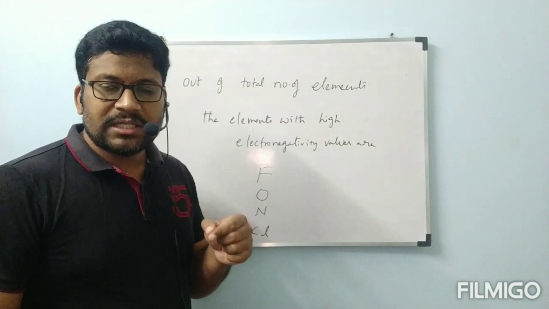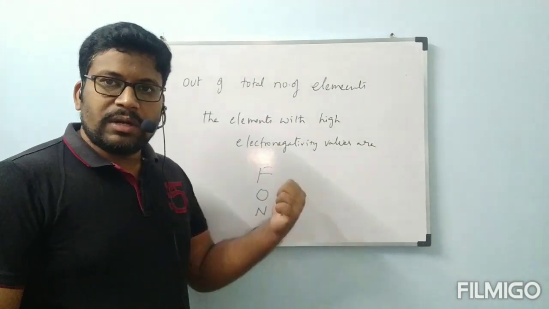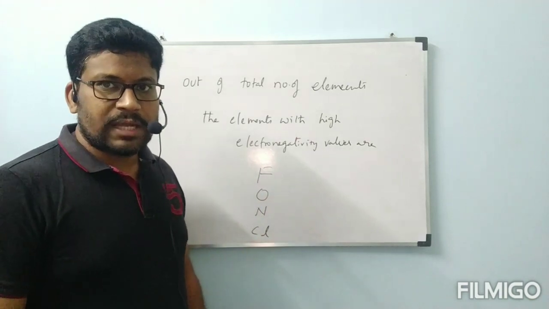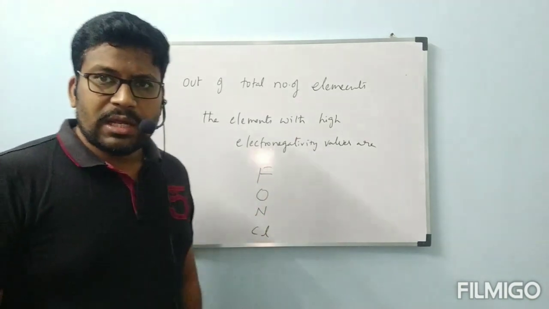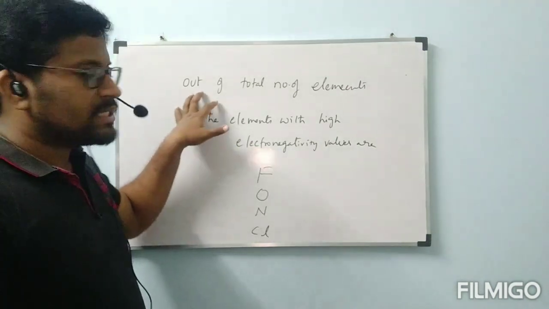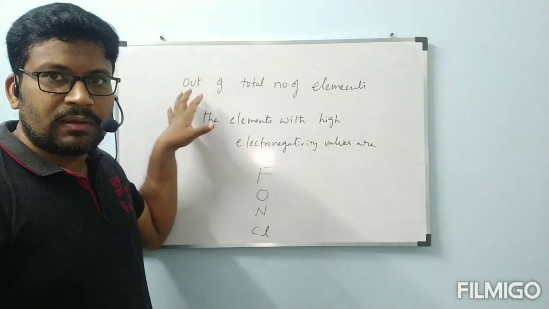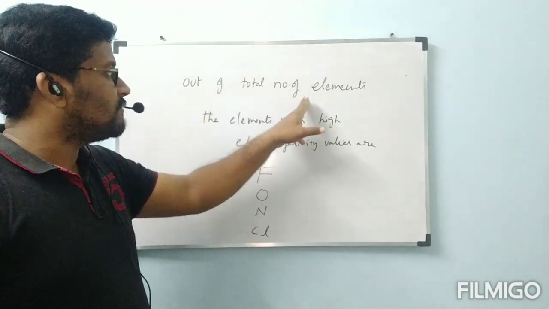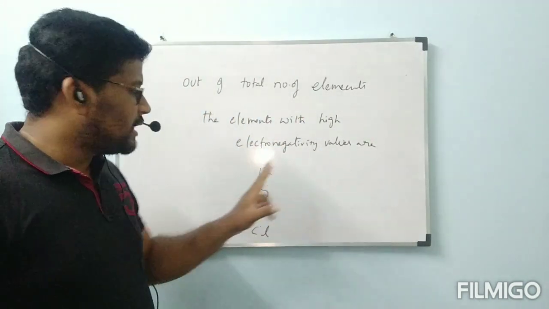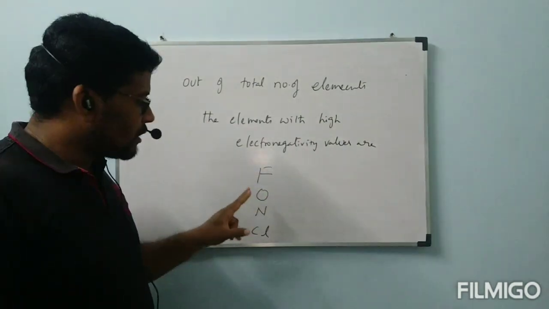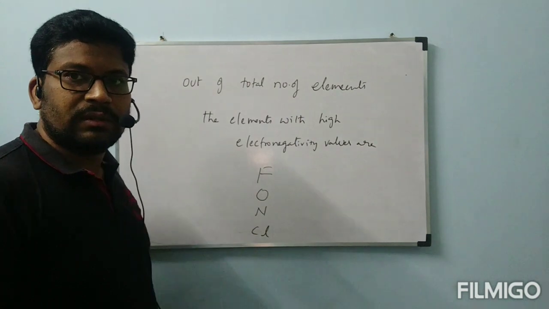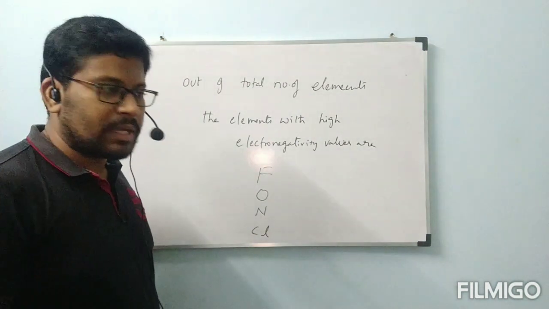Okay, why I am mentioning this? These electronegative elements, you will understand now. Now I am going to explain H2 and H2S difference. Before that, please mention this in your notes. Out of total number of elements, the elements with high electronegativity values are number 1 fluorine, next oxygen, third one nitrogen, fourth one chlorine. Okay, let us see.